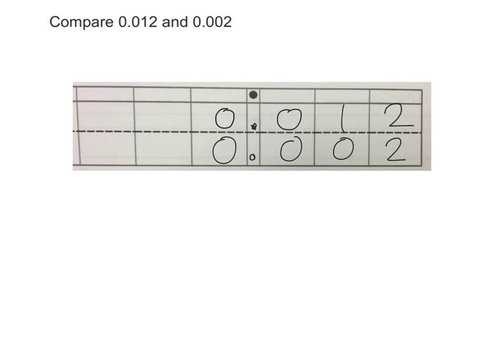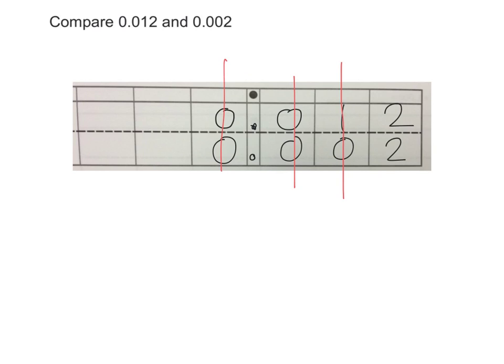Now we can compare one place value at a time. Let's look at the ones place. Do I have the same digit in the ones place or different digits? Same, okay. Let's look at the tenths place. Do I have the same digit or different digits in the tenths place? Same. Let's look at the hundredths place. Do I have the same digit or different digits in the hundredths place? Different. Okay, I have a 1 and a 0.